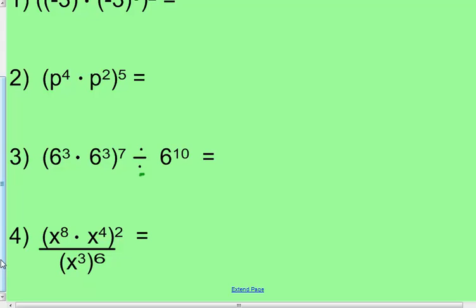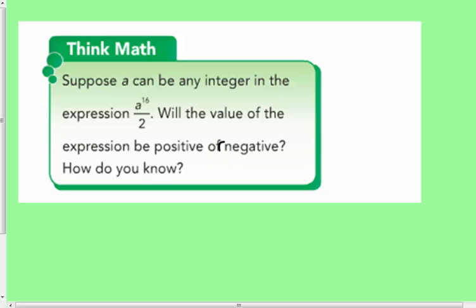Lastly, I would like to think about this question here. Suppose a can be any integer in the expression a to the 16th over 2. Will the value of the expression be positive or negative? How do you know? Well, I have a base of 16.